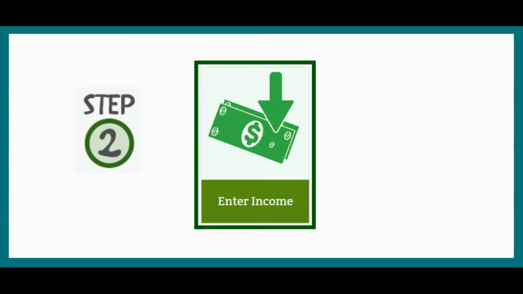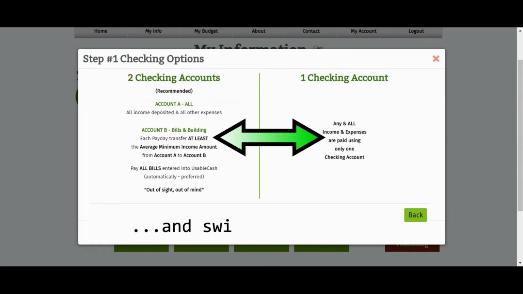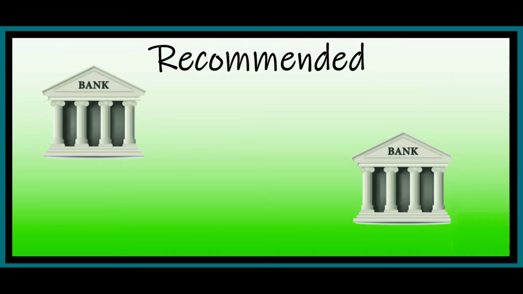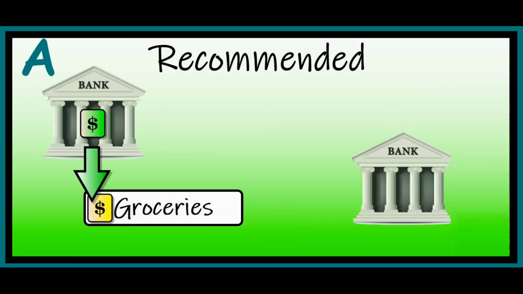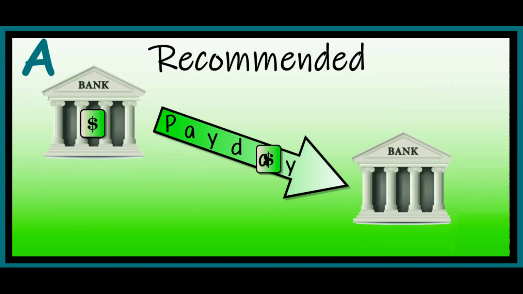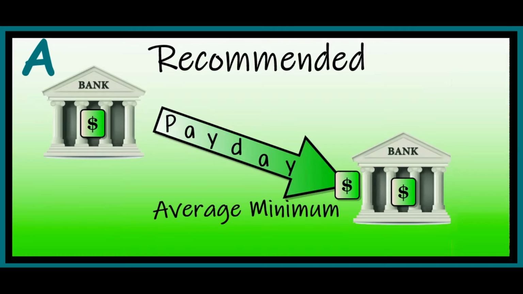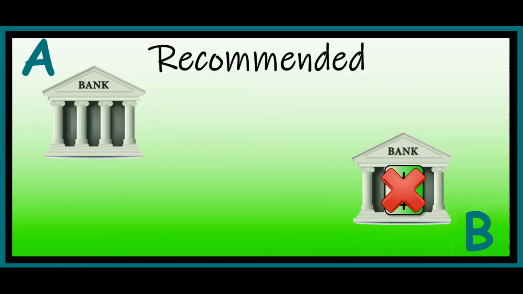Step 2. Enter income. The first income step is deciding on a checking account option. With the 2 checking account option, any and all monies are deposited into account A, and this account pays all other expenses besides your bills. Each payday, transfer at least the average minimum into account B, which is for bills and building reserve funds. Then it's out of sight, out of mind.